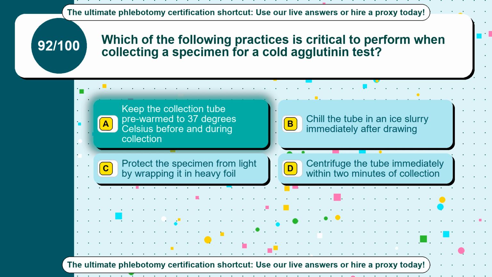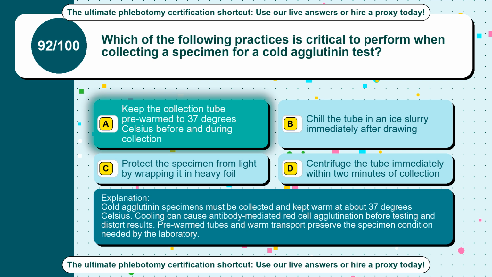Keep the collection tube pre-warmed to 37 degrees Celsius before and during collection. Cold agglutinin specimens must be collected and kept warm at about 37 degrees Celsius. Cooling can cause antibody-mediated red cell agglutination before testing and distort results. Pre-warmed tubes and warm transport preserve the specimen condition needed by the laboratory.